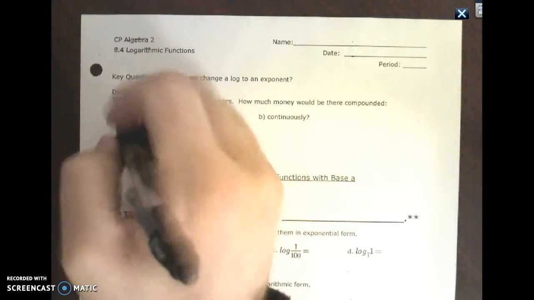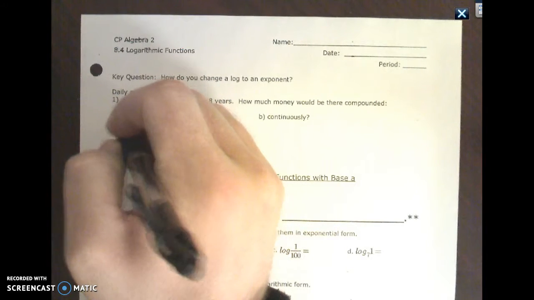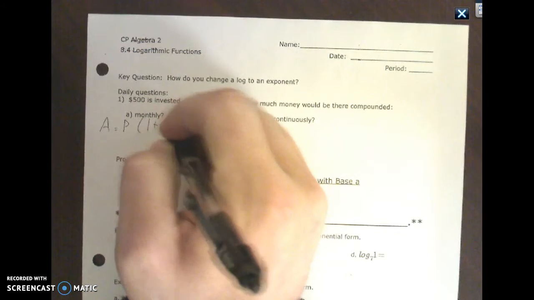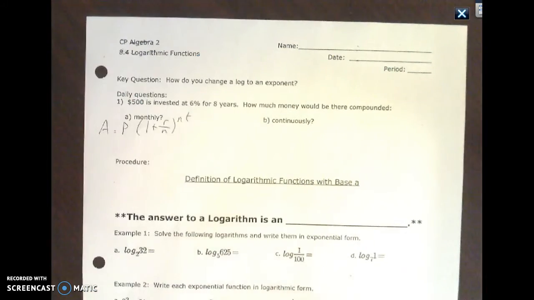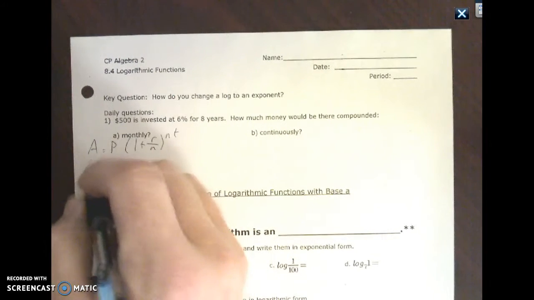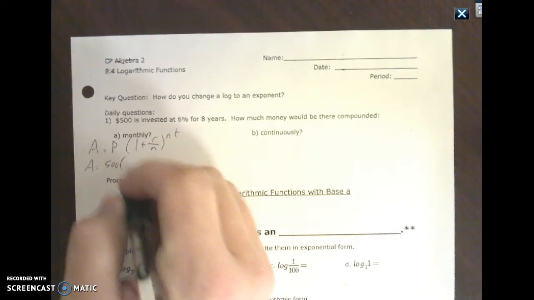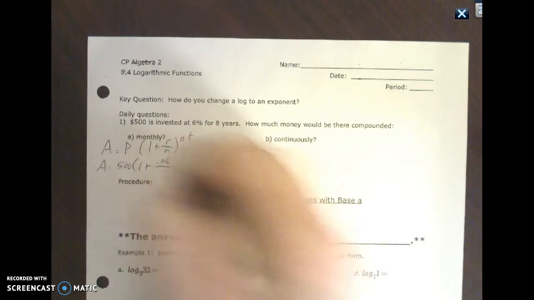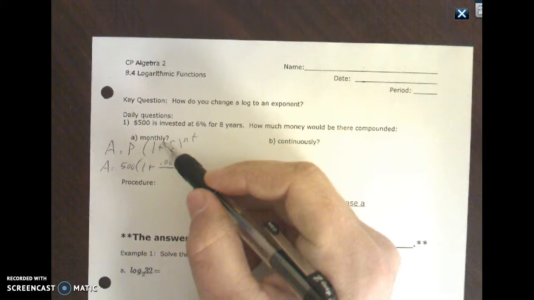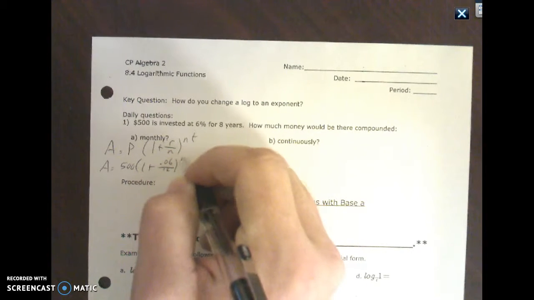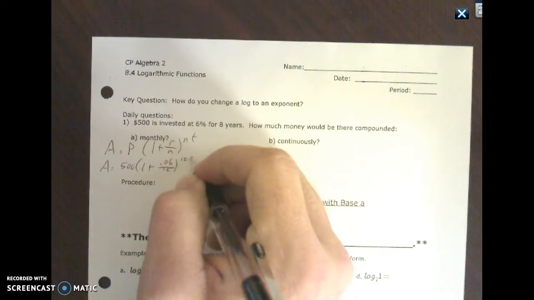Okay. If it's monthly, we are using this formula. A equals P times the quantity 1 plus r over n raised to the nt. Again, I need you guys to know how to use this formula. Your P is your investment, which in this case is 500. 1 plus 6%, we do 0.06. If it's compounded monthly, for my n, I plug in a 12. Then raise to 12 times 8.